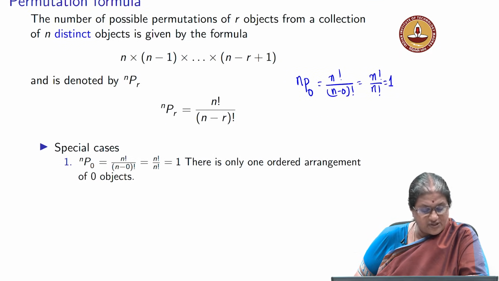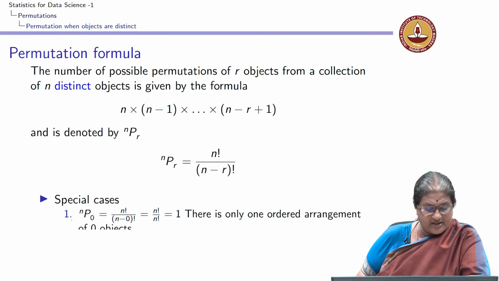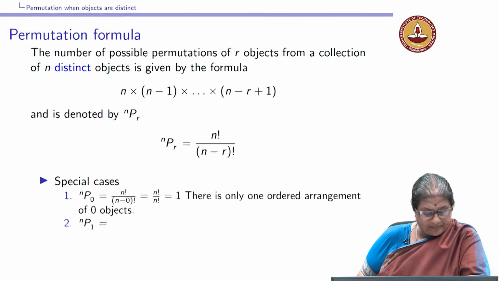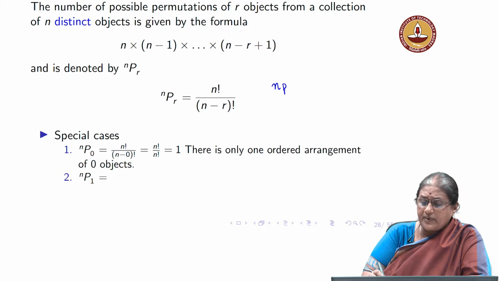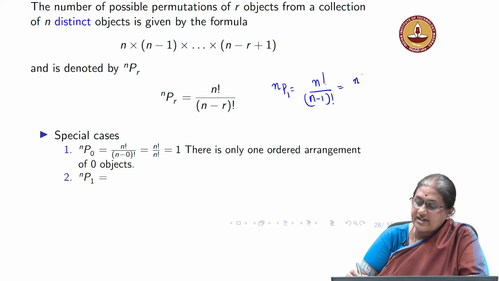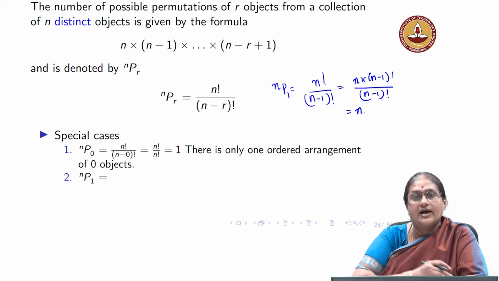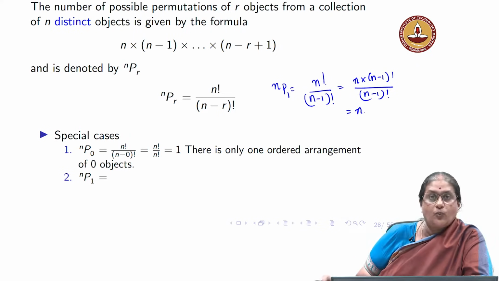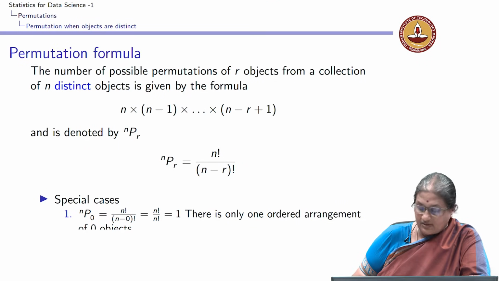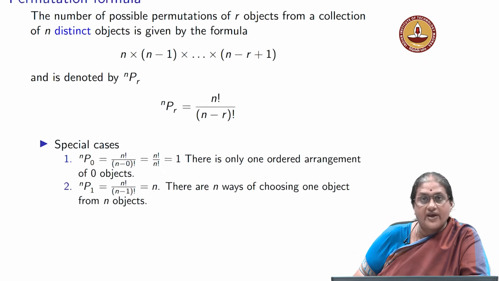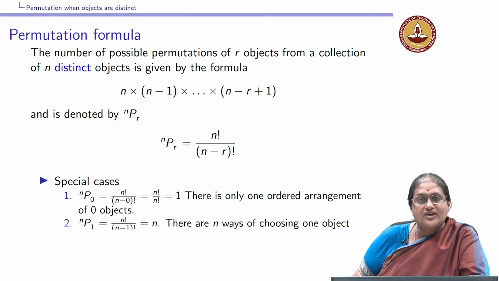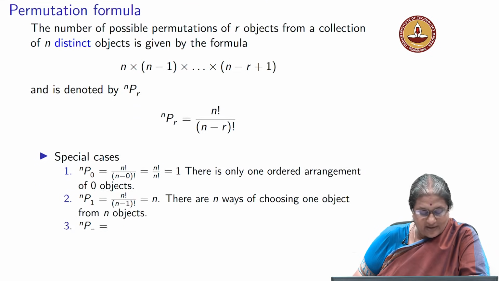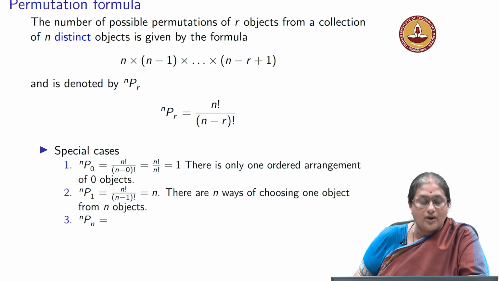Now, the second special case is nP1. What is nP1? Again, nP1 equals n factorial by n minus 1 factorial. Now, I can write this numerator as n into n minus 1 factorial, divided by n minus 1 factorial. So, I have n as the answer. This can also be viewed as the number of ways I can fill in one blank when I can choose from n objects. So, nP1 is n. There are n ways of choosing one object from the available n distinct objects.